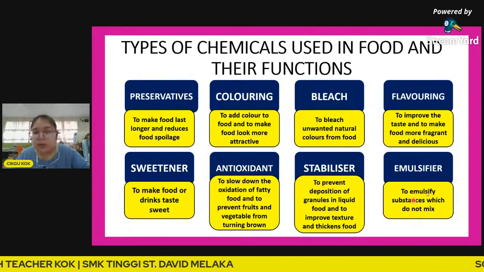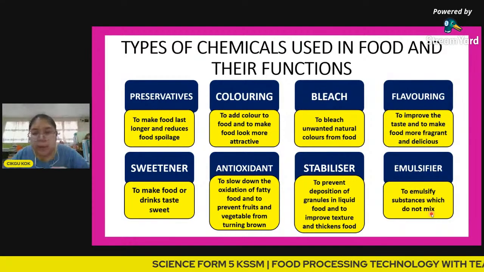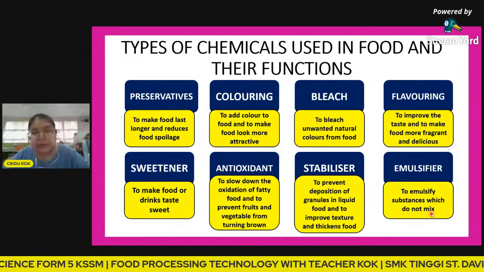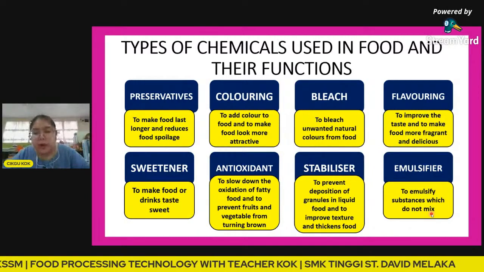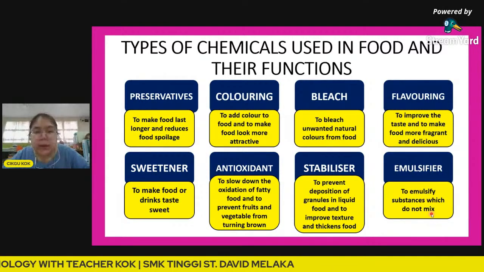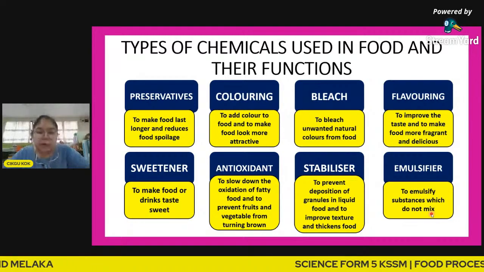After that, we've got emulsifier, to emulsify substances which do not mix. When you start there's a mixture that separates, after you put in the emulsifier chemical, they will mix together. So this one is emulsifier. All these things you can also refer to in your textbook. I think they will show some diagrams.